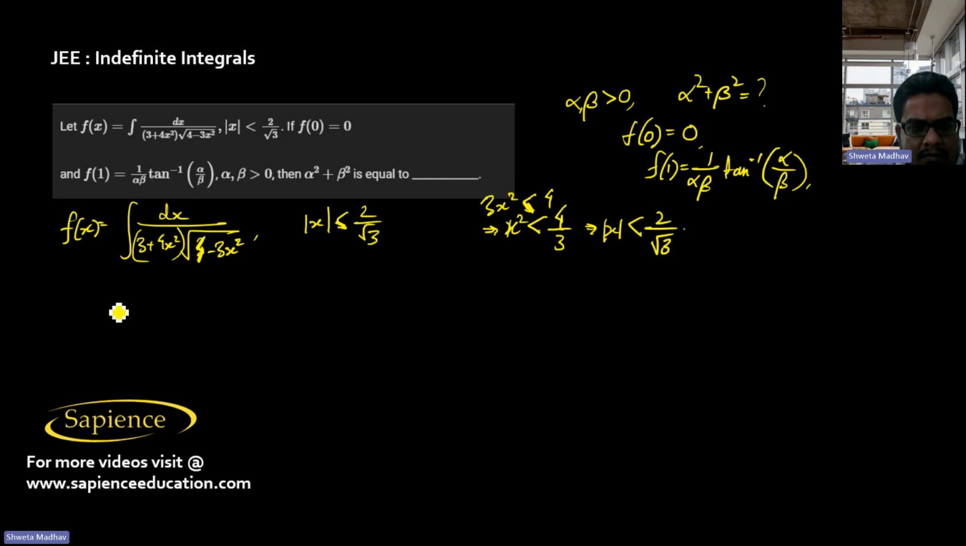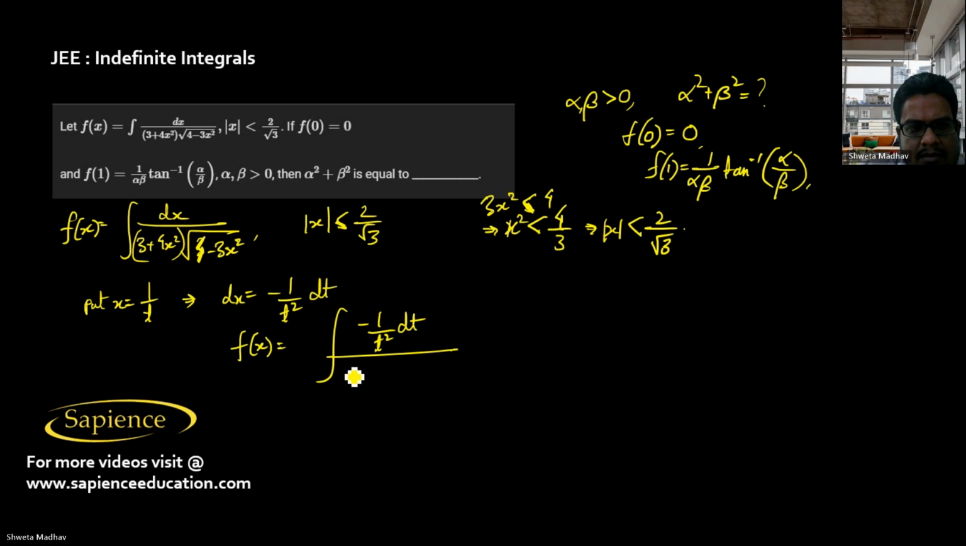Okay, so here we can put x equals 1 by t. Then obviously dx will be equal to minus 1 by t square dt. Then f of x will be equal to integral minus 1 by t square dt divided by 3 plus 4 by t square into root over 4 minus 3 by t square.